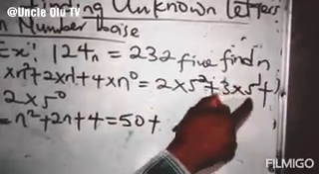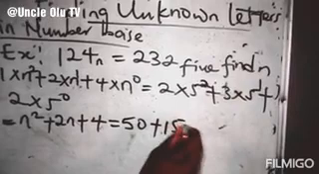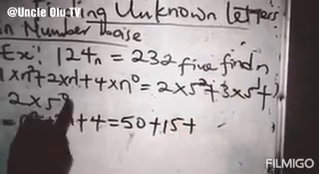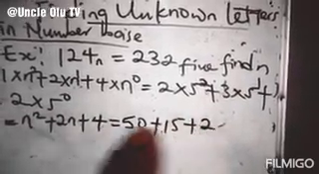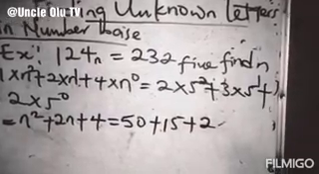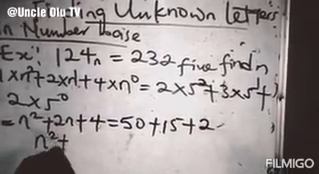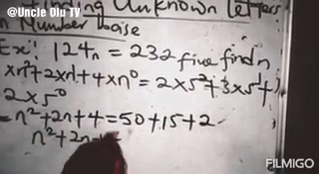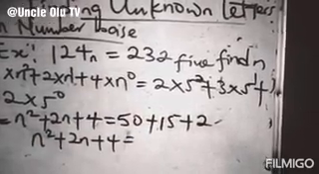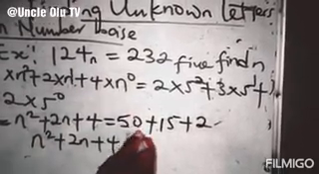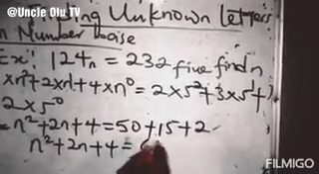5 raised to power 1, that is 5. 5 times 3, that is 15. And 5 raised to power 0, 1. 1 times 2, that is 2. So 50 plus 15, that is 65. 65 plus 2, that is 67.